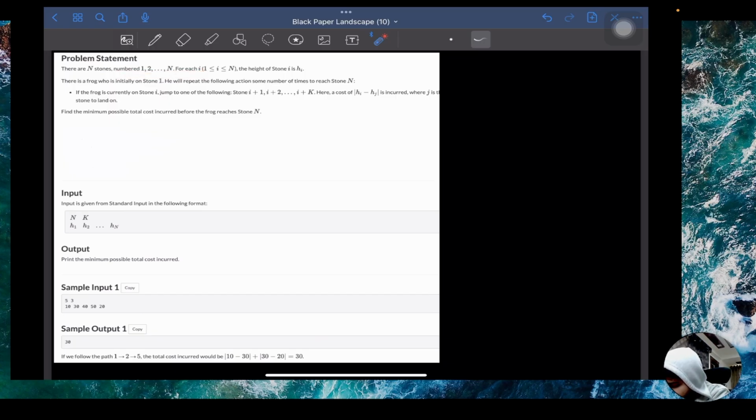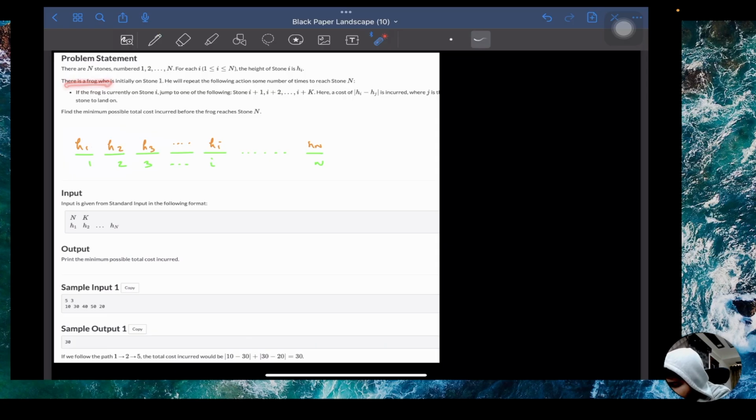For each i, the height of the stone is h_i. So there are n stones: 1, 2, 3, so on and so forth, ith stone and then nth stone. There are n stones, and the height of each stone is given as h of i. h of 1, h of 2, h of 3, this is h of i, this is h of n.